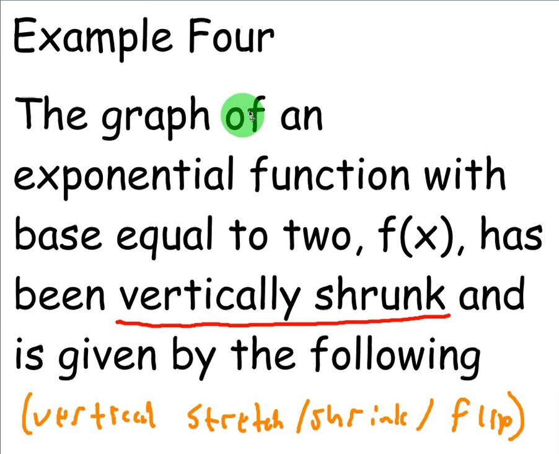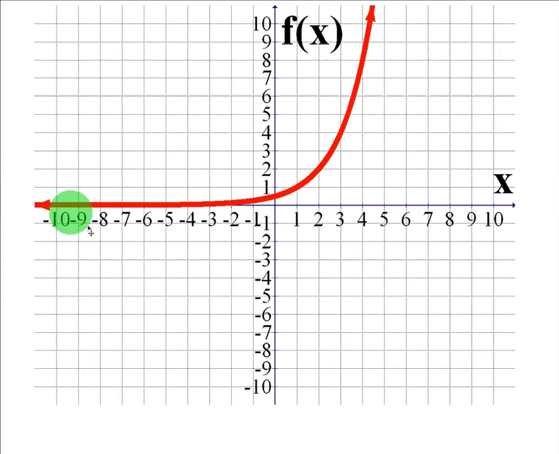Okay, next up we're going to be taking a look at an exponential function, something we haven't really looked at much in this class. With base equal to 2, f of x has been vertically shrunk and is given by the following. So again, it's nice that the question tells us it's been shrunk from its parent graph, but we ultimately want to figure out what that shrink was. So here is our transformed function.